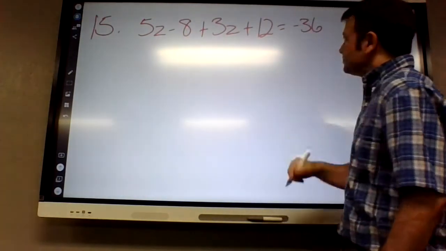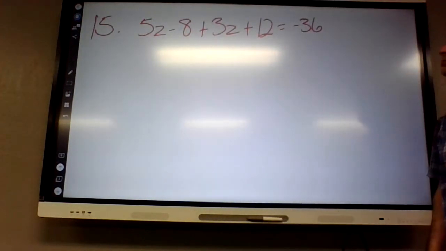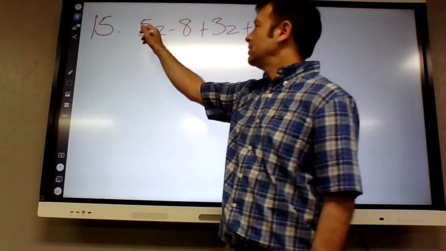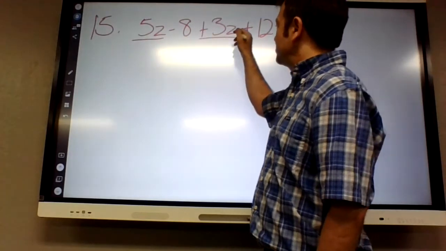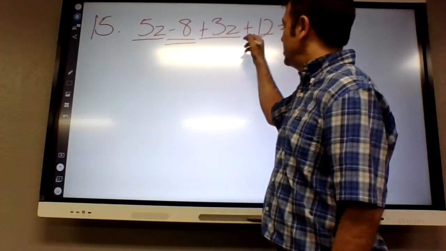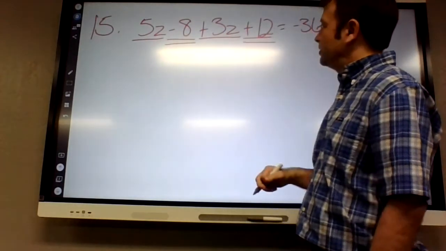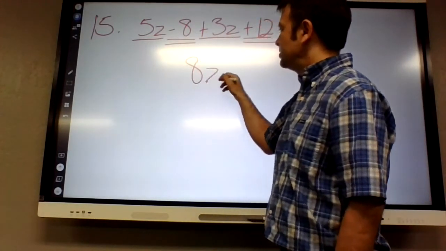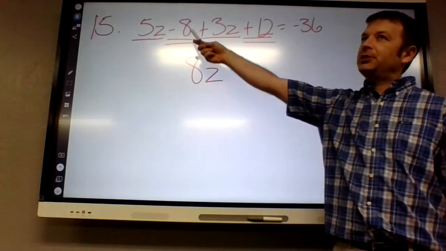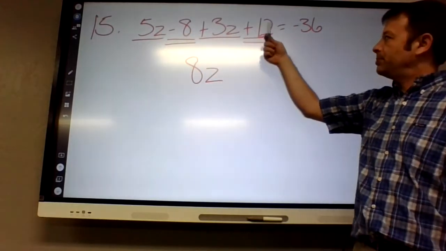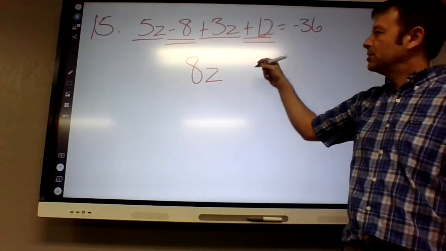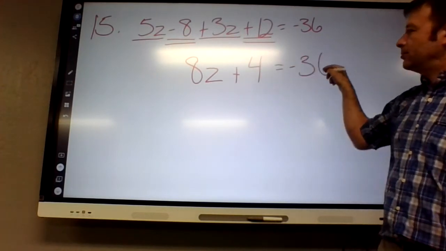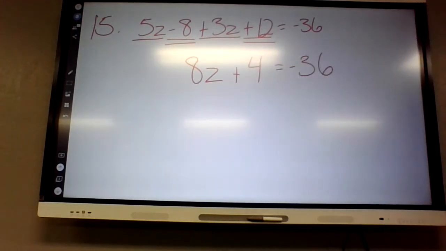Now what? Like terms. 5z plus 3z can go together. Negative 8 plus 12 can go together. 5z plus 3z is 8z. Negative 8, you should think of that as a minus 8. Plus 12 is 4, so plus 4. And we're back to a basic problem like number 11.